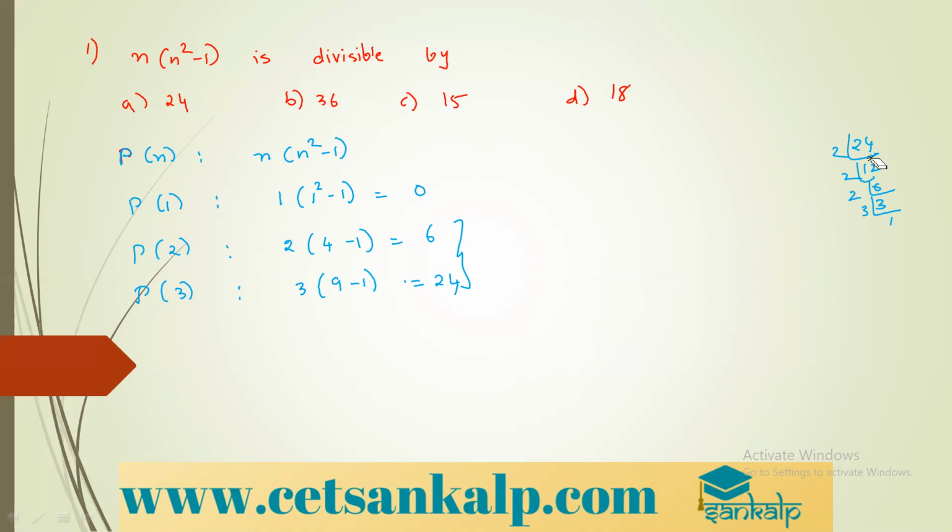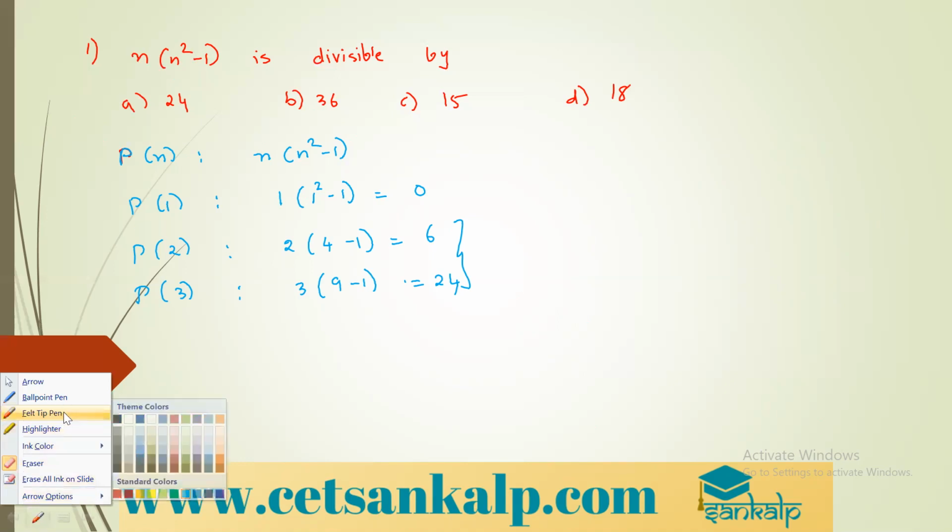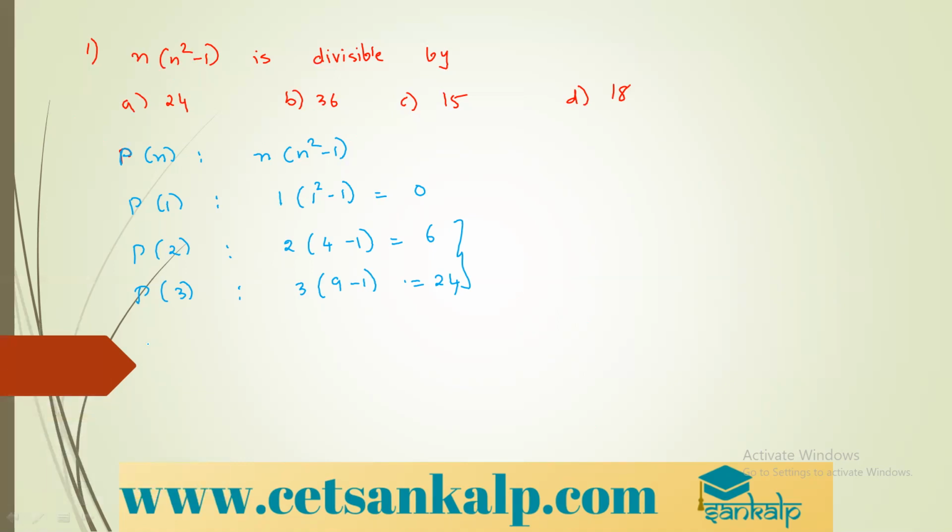Instead of doing all these, not LCM, we are doing HCF. HCF is a little bit difficult. So I can go for P of 4 also if you want. So what is P of 4? 4 into 4 square, 16 minus 1. So 4 into 15, that is 60.